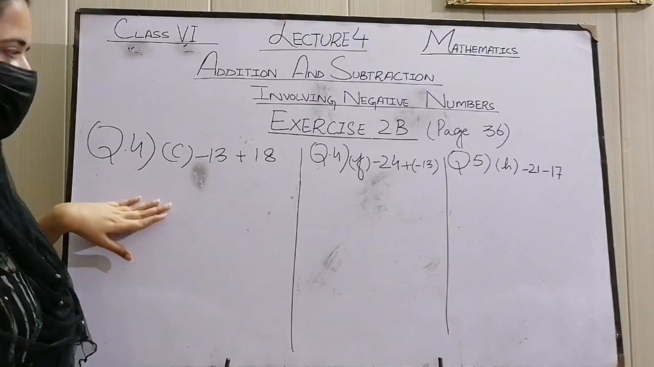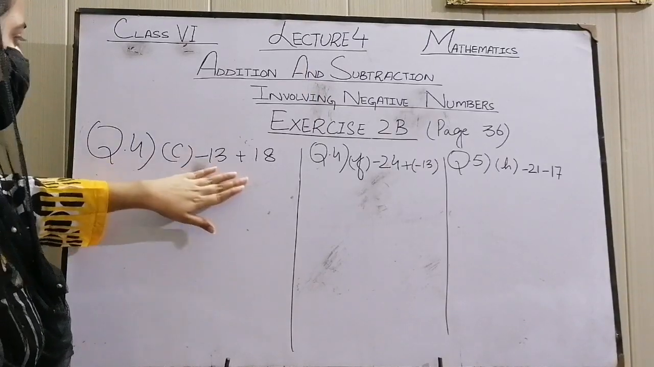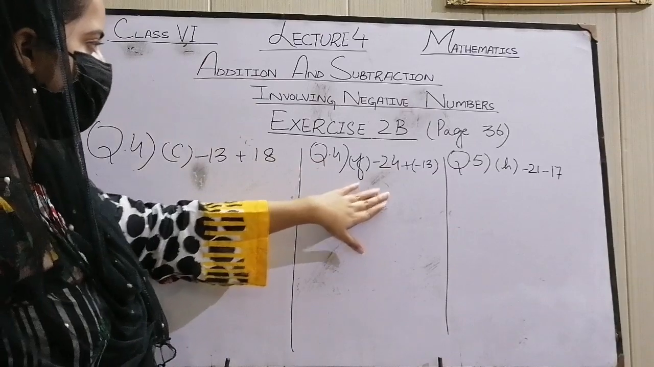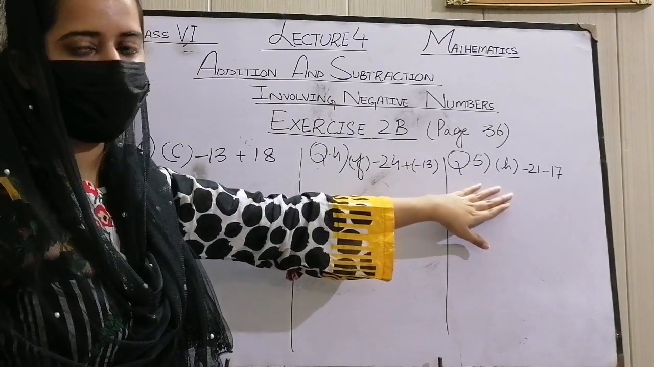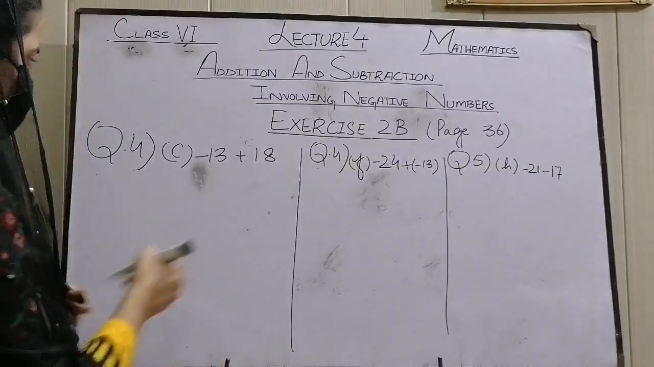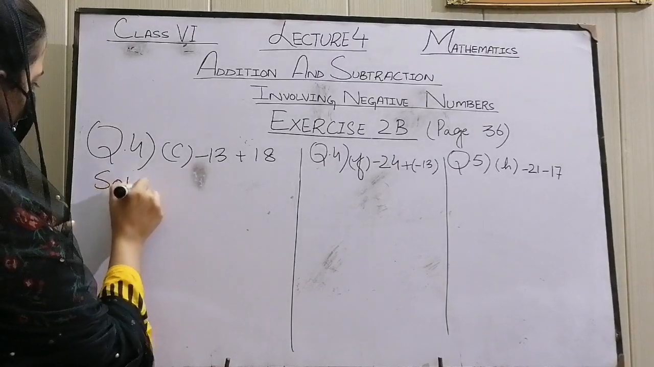We will do question number 4 and question number 5. We have bigger numbers in question number 4 and question number 5, so we cannot use disk method. We will use direct method now.